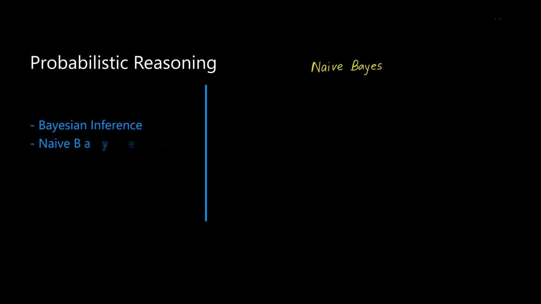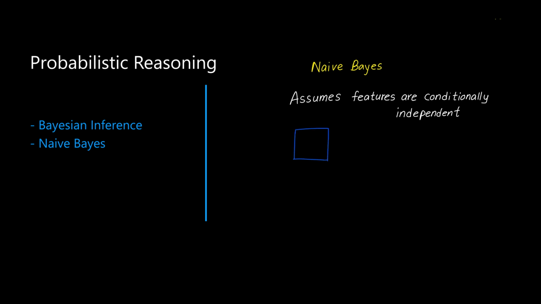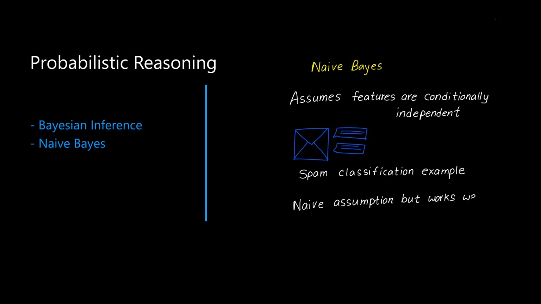The naive Bayes model assumes conditional independence of features given the class. This sounds technical, but it's practical. When classifying emails as spam, naive Bayes assumes that individual words are independent, given whether the email is spam. It's naive because that's not really true, but it works surprisingly well.